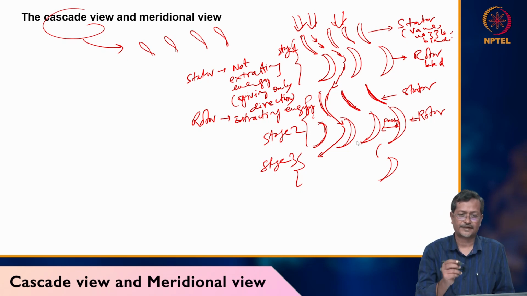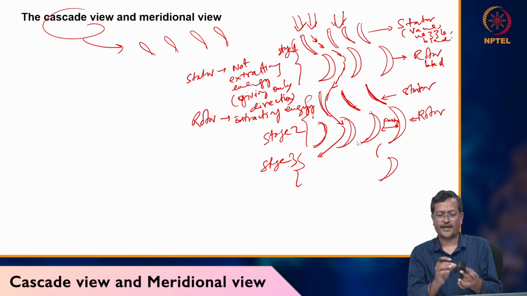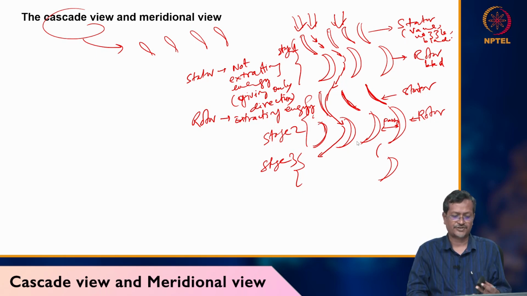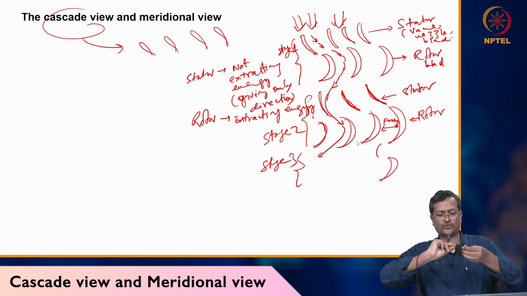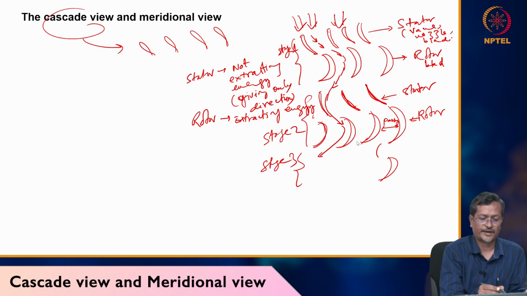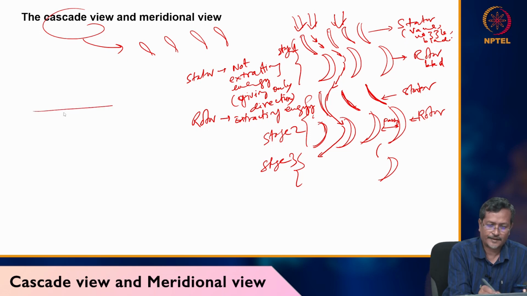Now another term is there, meridional view. Meridional view means I say I have rotor, stator, and I am looking at the side along with my shaft. The shaft will be rotating the whole system. The shaft will be giving torque to the whole system. It will be rotating. So I can draw like this.